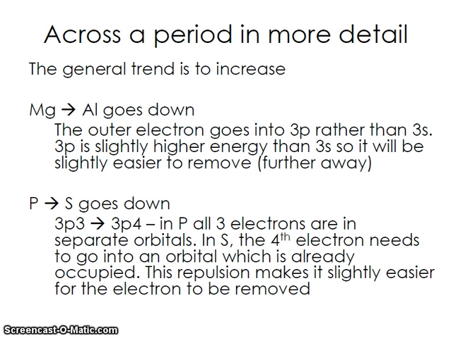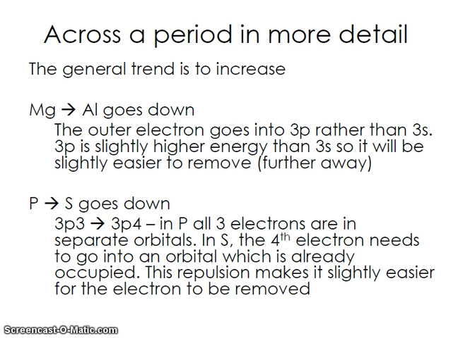And the reason it goes down is that the outer electron goes into a 3p for aluminium rather than a 3s. And as you know from when we did electron configuration, the 3p orbitals are slightly further away than the 3s orbitals. So they're slightly higher energy, so they're slightly easier to remove.